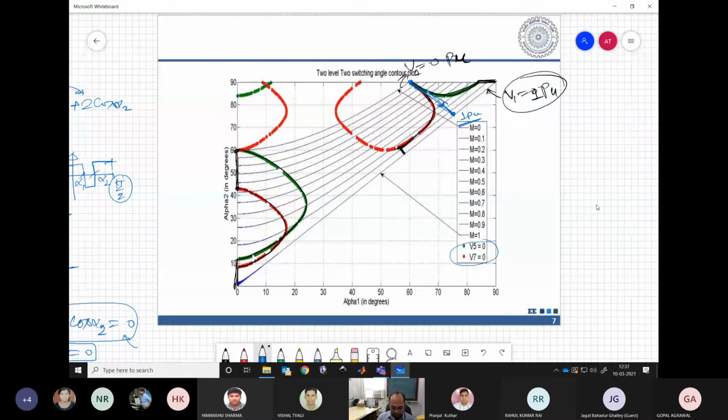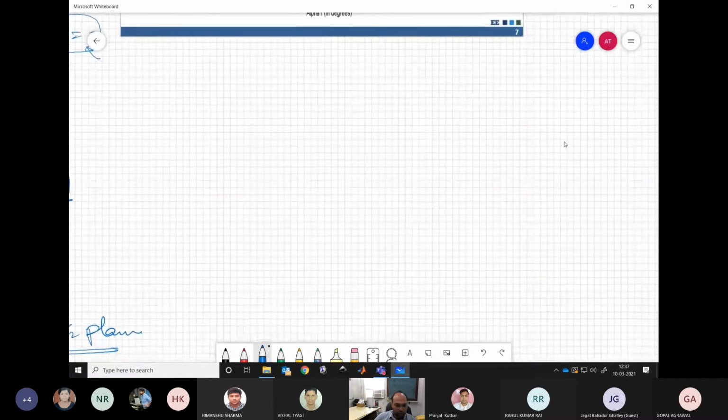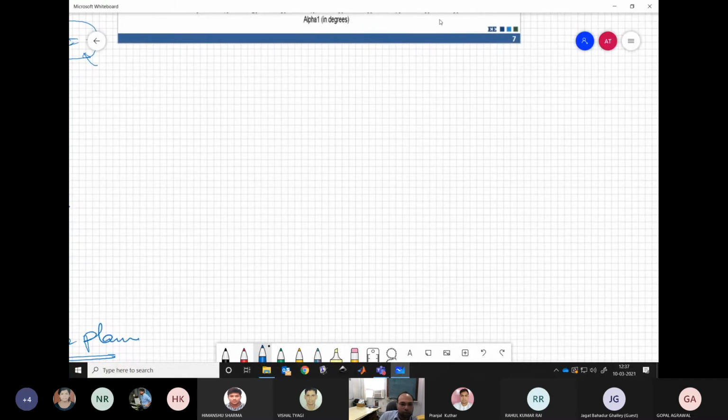Now before that, what happens in this zone? This we have called the negative V1 zone, and this is our positive zone from here to here. What happens if you switch from the positive zone to here? Here also you have some V5 equal to 0, and again some V7 equal to 0. But what happens if you jump from one zone to another? So let us see one example from each zone.